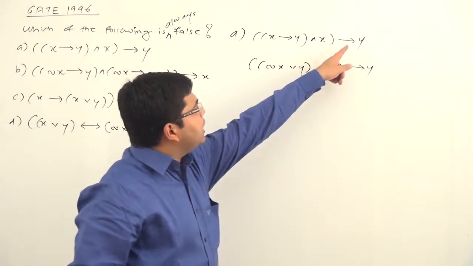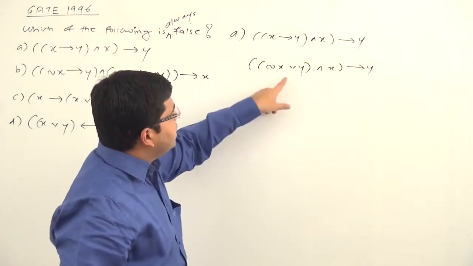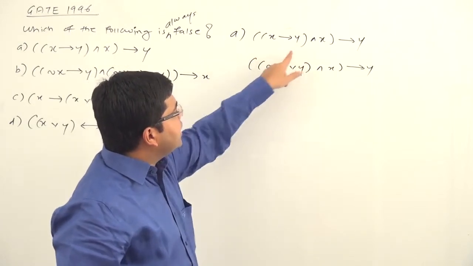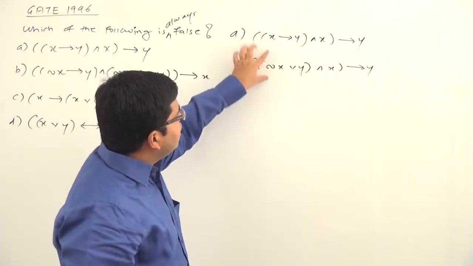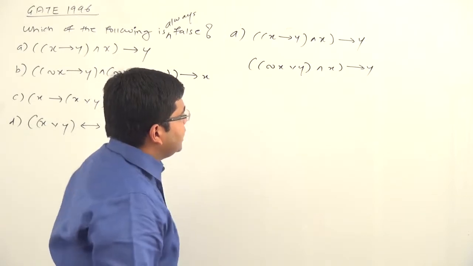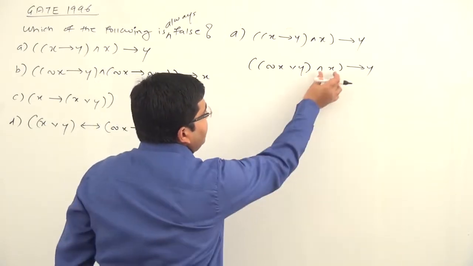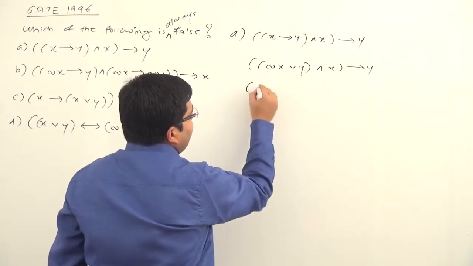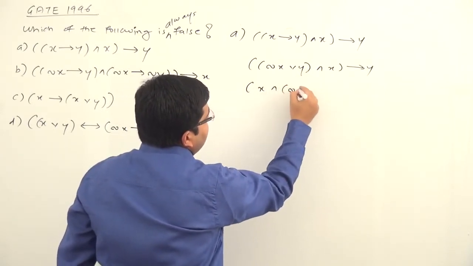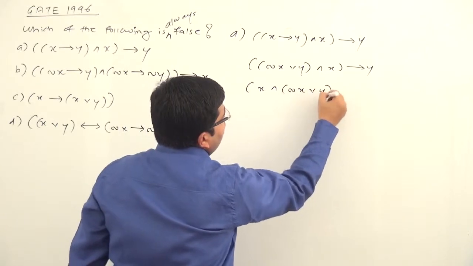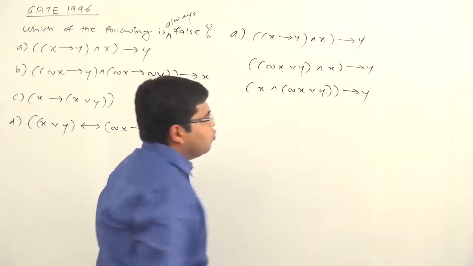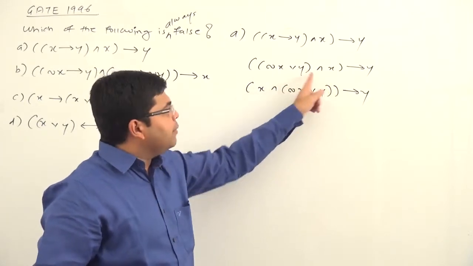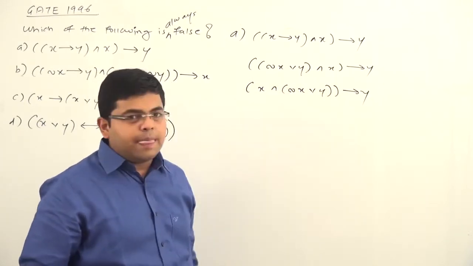So the outer implication I will keep as it is. The inner implication I have expanded with the help of the formula. Left hand side implies right hand side can always be written as negation of left hand side or right hand side. Now simply by changing the sides I can write it as x and negation x or y implies y. Whenever you have an and operator, the sides can be changed. A and B can always be written as B and A.